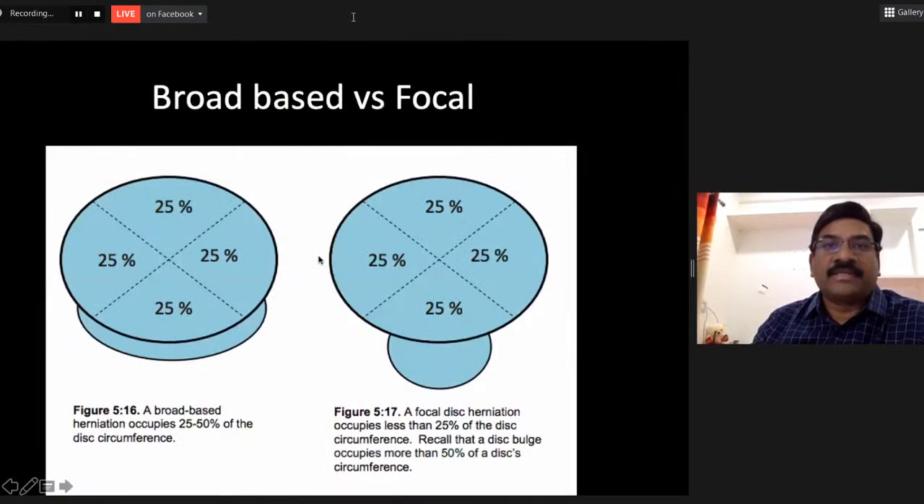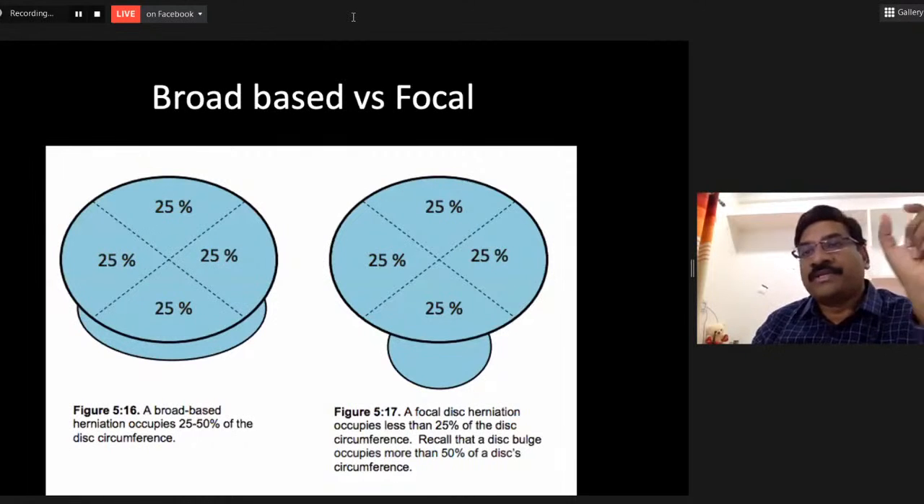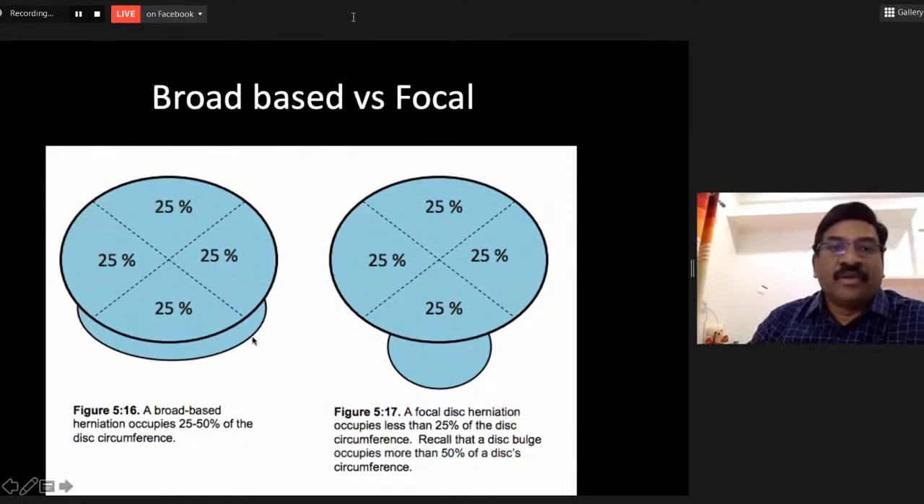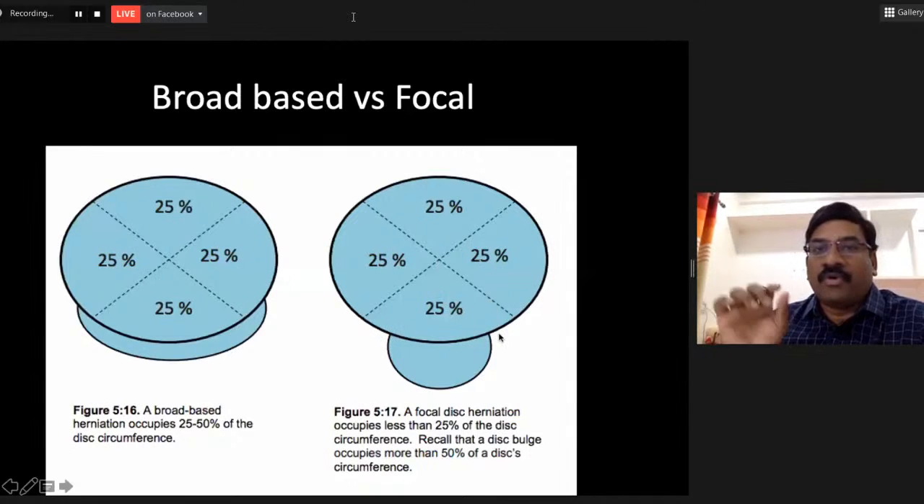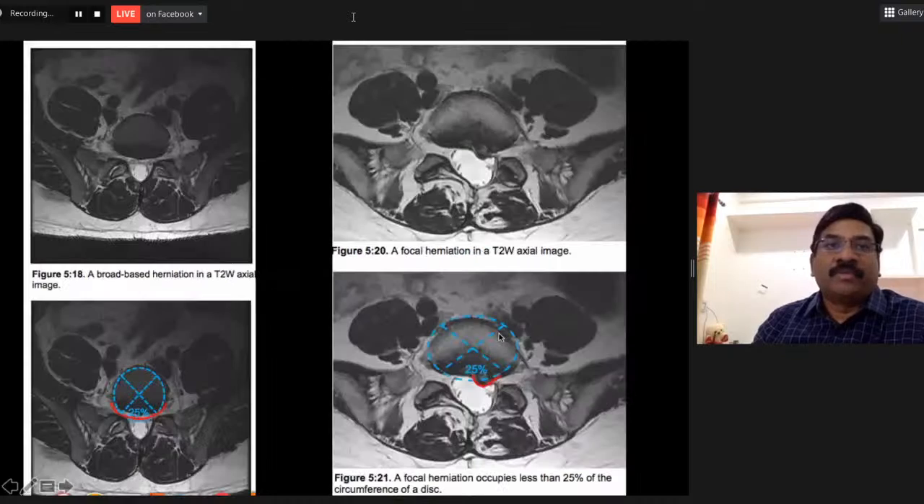And disc herniations can again be broad-based disc herniation or focal disc herniation. We call it broad-based when the herniation crosses one of the 25% quadrants of the disc cross section. When it is limited to one quadrant, then we call it a focal disc herniation. So these are examples of broad-based ones and focal ones.